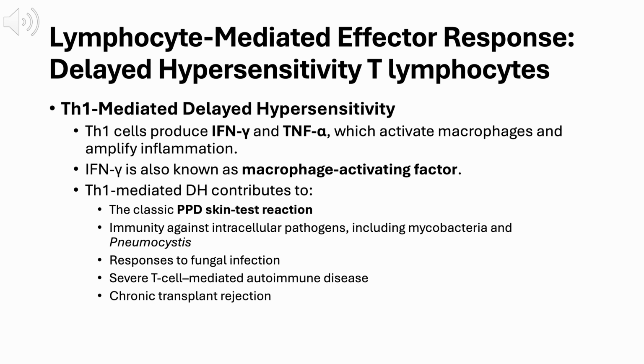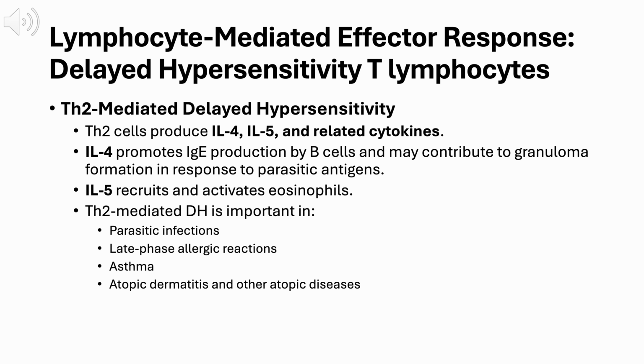Now, the mirror image, Th2-mediated delayed hypersensitivity, which looks quite different from its Th1 counterpart. Th2 cells produce IL-4, IL-5, and related cytokines, and these steer the reaction toward a distinct set of effectors. IL-4 promotes IgE production by B cells and may contribute to granuloma formation in response to parasitic antigens. IL-5 recruits and activates eosinophils. Remember that eosinophil link because it's central to the ocular parasitic disease we'll cover shortly.